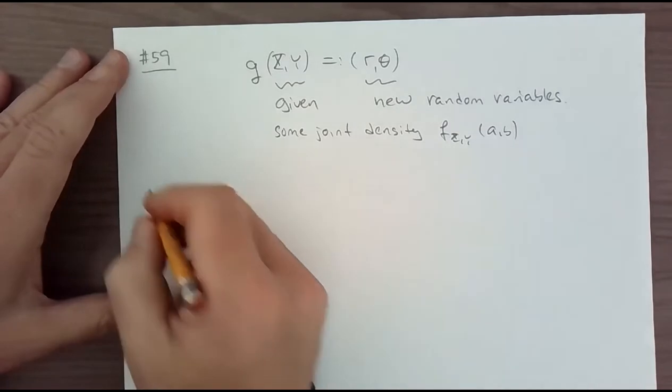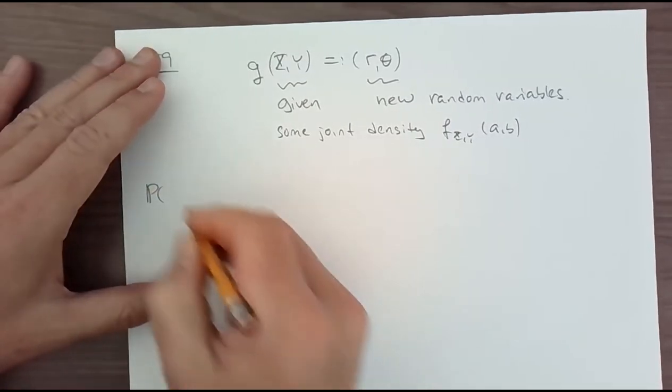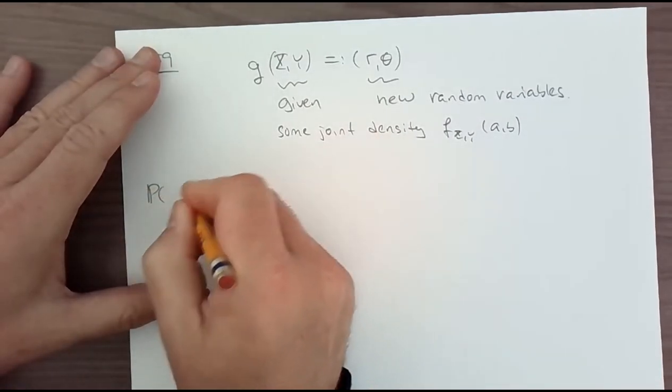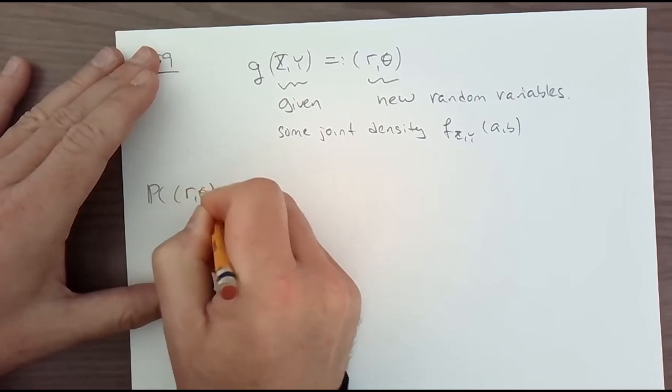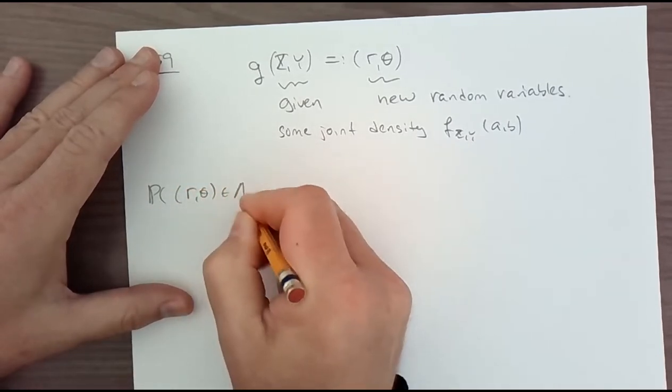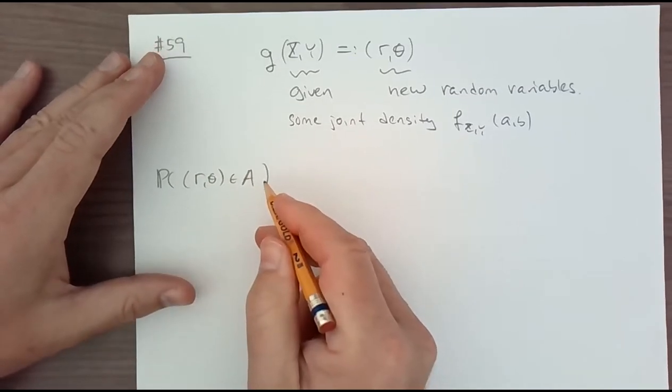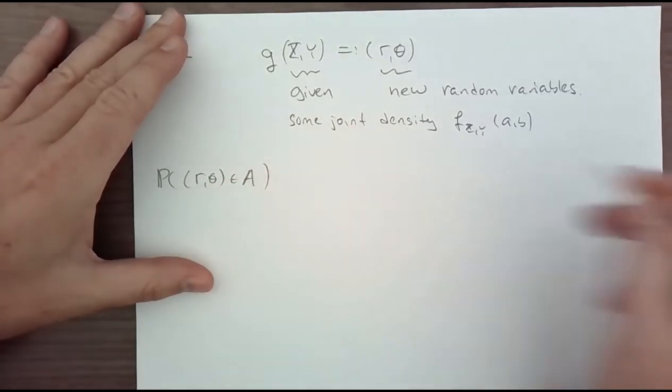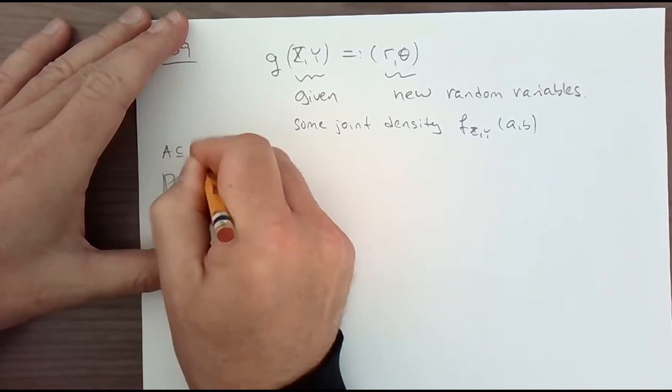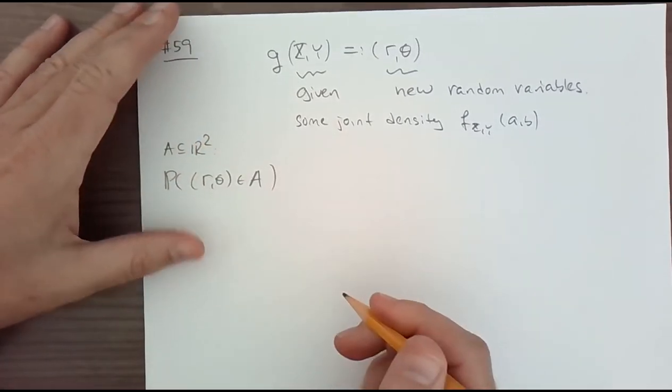Right, so what we're interested in is the probability that r and theta belong to some set A. This is again a two-dimensional set. So A here is some set in R2. We're interested in this probability.